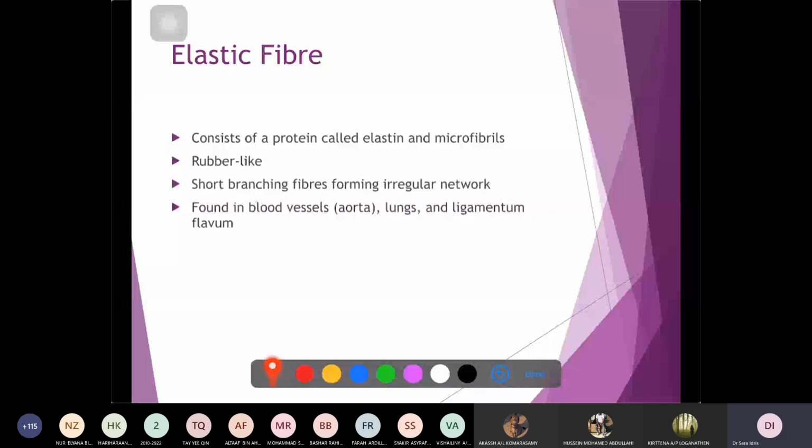Elastic fibers are important in things that need stretch, like the big arteries in your aorta, especially where it needs to be able to expand and contract. In your lungs, and also you find it in the ligamentum flavum of your vertebra.